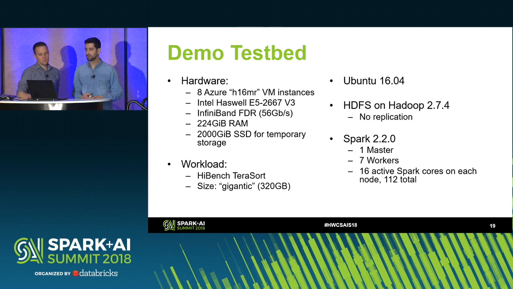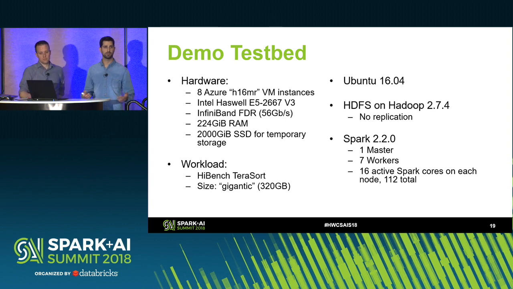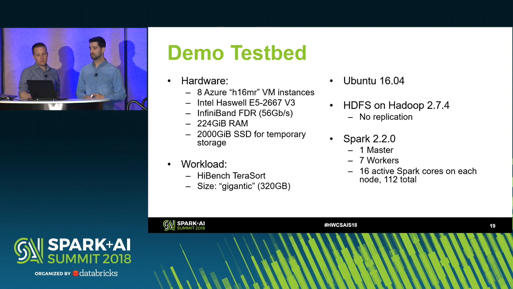For the workload, what we see here is HiBench TeraSort, which is very popular in the MapReduce and Spark world. In this case, we use the size they call gigantic, which is 320 gigs, running on Ubuntu, with Hadoop 2.7 for HDFS without replications, just so we can isolate the storage part from this test. This is Spark 2.2 with 1 master, 7 workers, and a total of 112 cores.